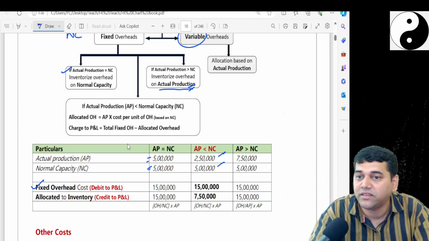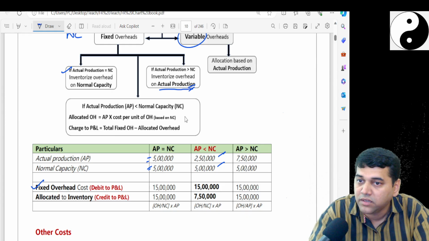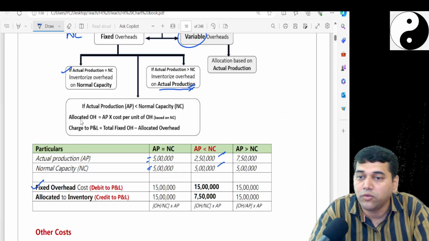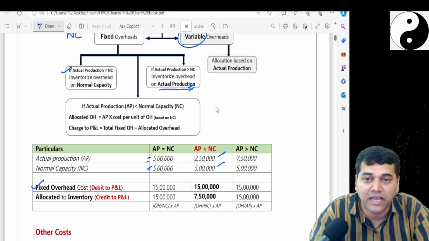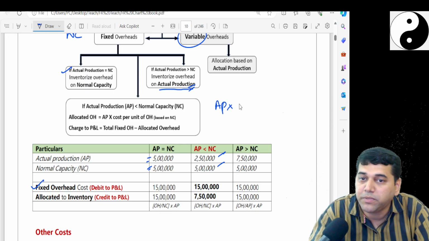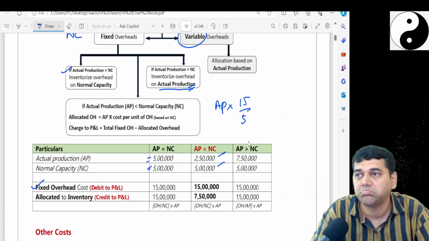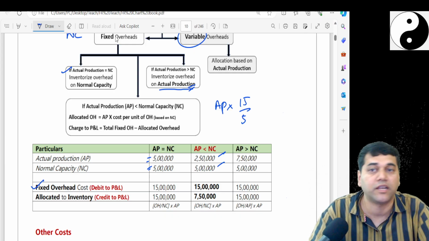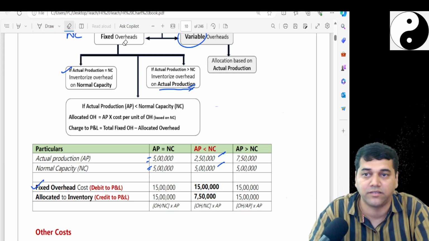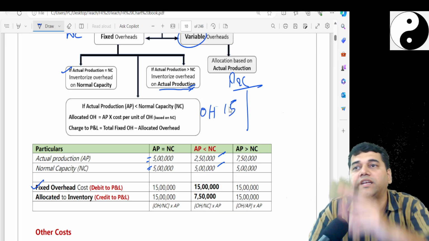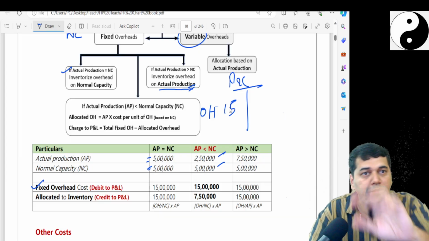Then the standard says if the actual production is less than normal capacity, you have to allocate it based on the normal capacity. So now how much you will allocate to the inventory is actual production into cost per unit, that is 15 lakh divided by 5 lakhs. And what happened to the balance amount? It will hit P&L account. How is it going to hit my P&L account? See the effect here. You have incurred, this is your P&L, you incurred 15 lakhs of overhead. So you passed an accounting entry, overhead expense account debit to bank, and P&L account debit to overhead expense.